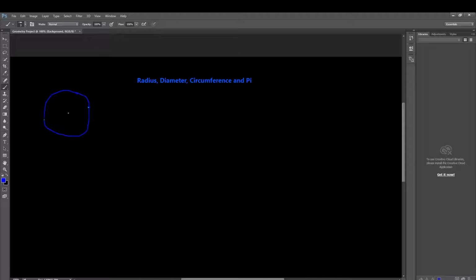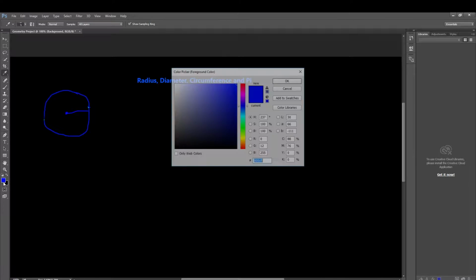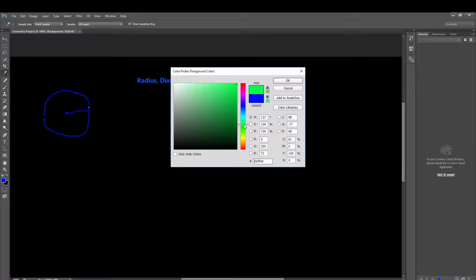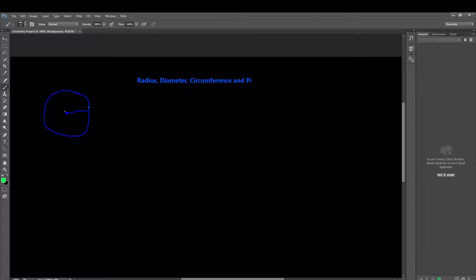So what is the radius? The radius is basically the distance from the center point of the circle to the outer edge of the circle. So this is the radius. The radius would be expressed as r.